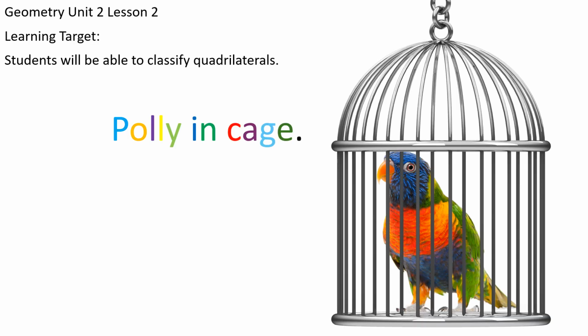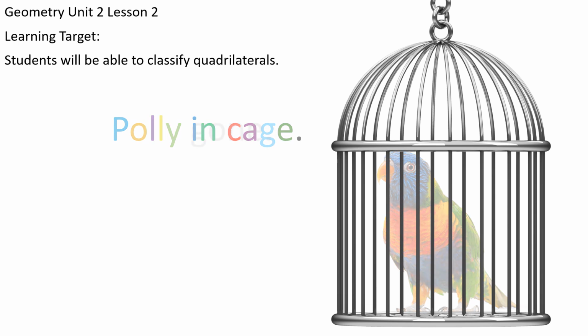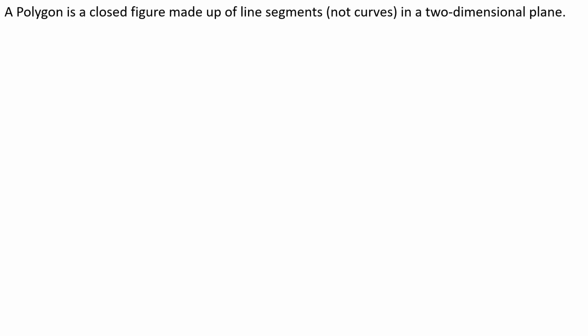We want to be able to classify quadrilaterals. First, there's poly, more specifically, poly and cage. And then, oh my goodness, polygon. Now, of course, quadrilaterals are a special type of polygon. A polygon is a closed figure made up of line segments, not curves, in a two-dimensional plane.